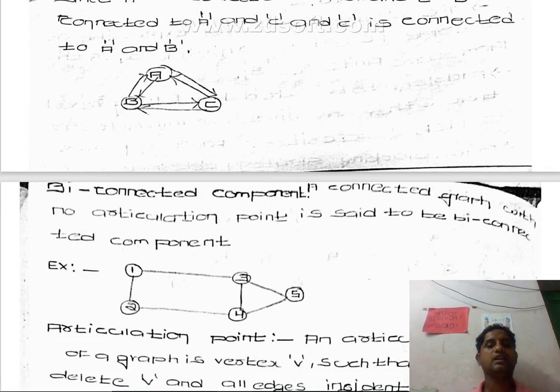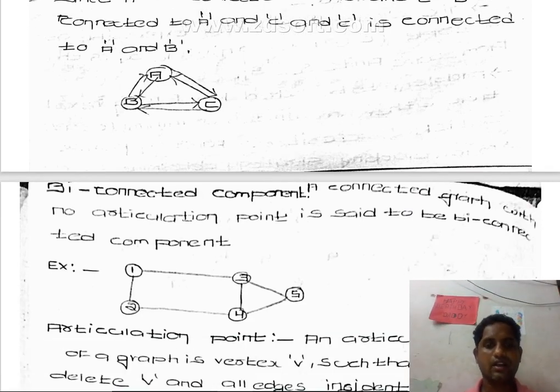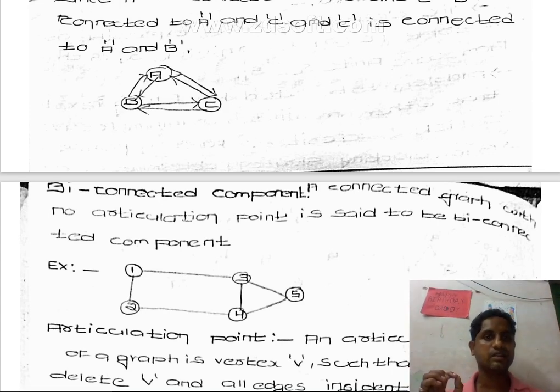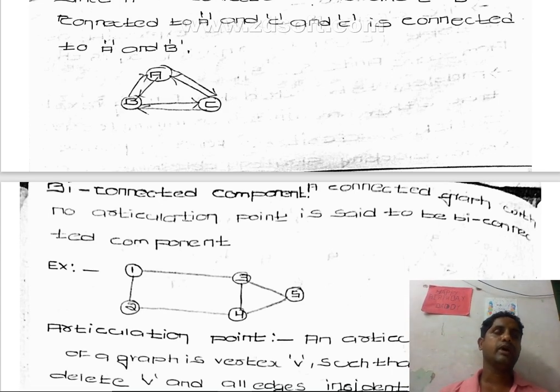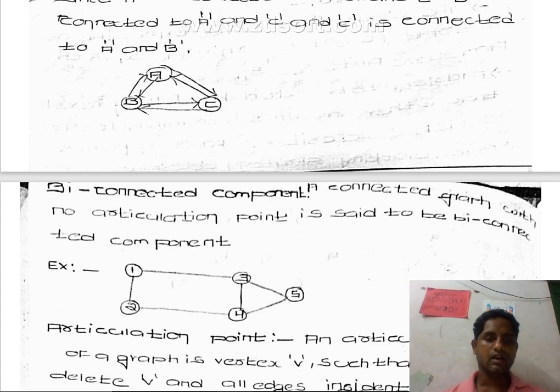Bi-connected component. A connected graph with no articulation point is said to be a bi-connected component. So, a connected graph with no articulation point.